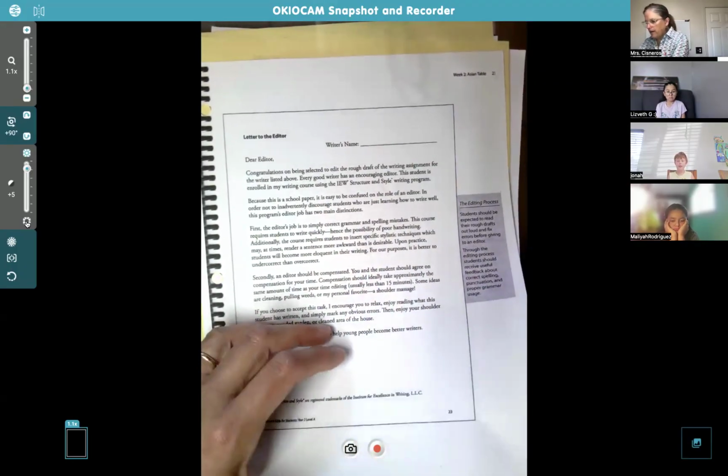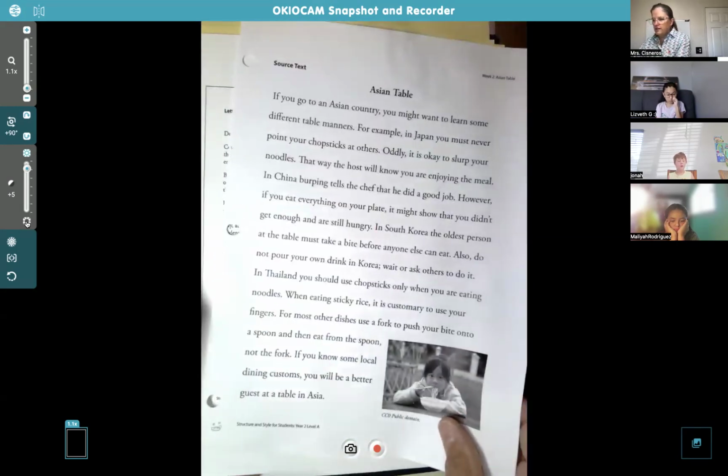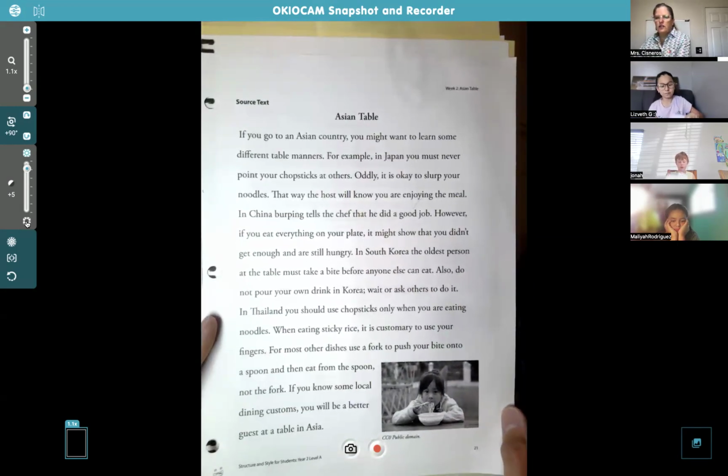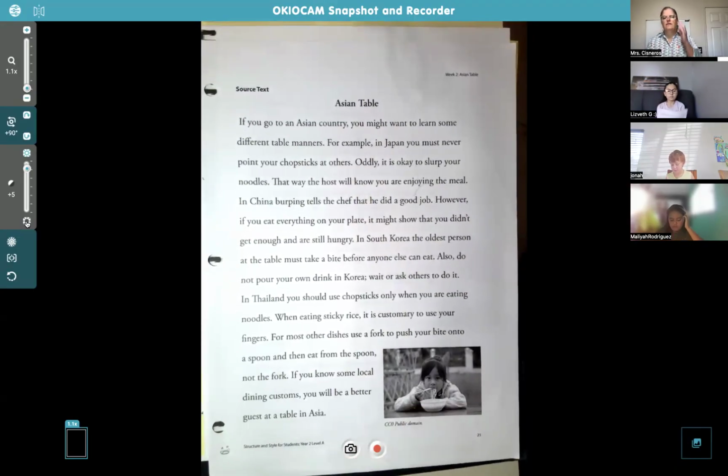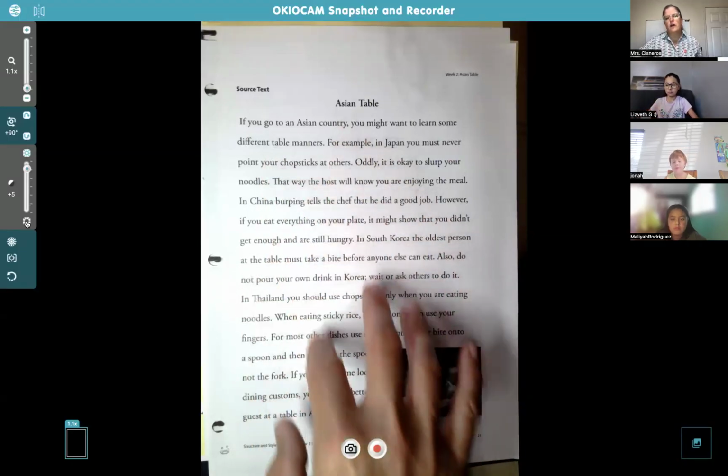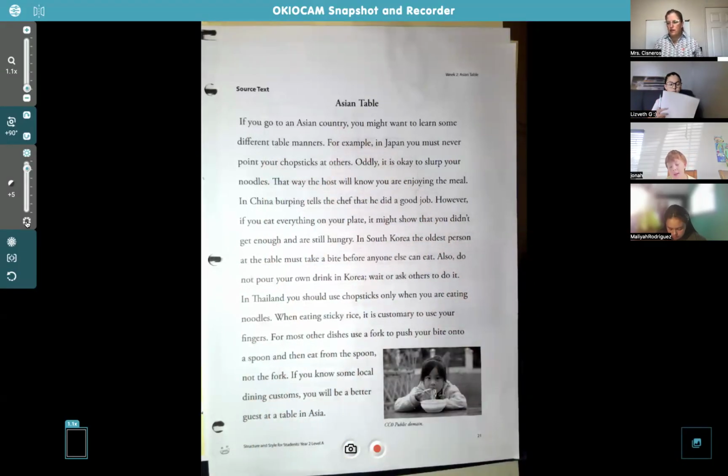Now, the story. Let's go to the story, this one. And Lizzie, you should have this one. Page 21. Asian table. This is the one we're going to write about this week. So does anybody feel like reading the paper? Okay, Jonah, I saw your hand there. And then the rest of us, we're just going to follow along with our eyes and listen to Jonah read it.